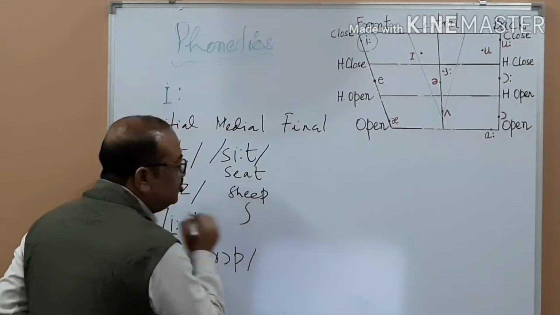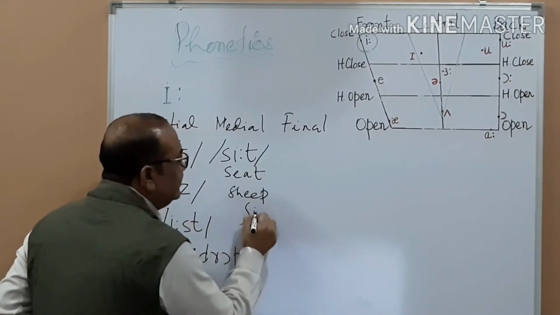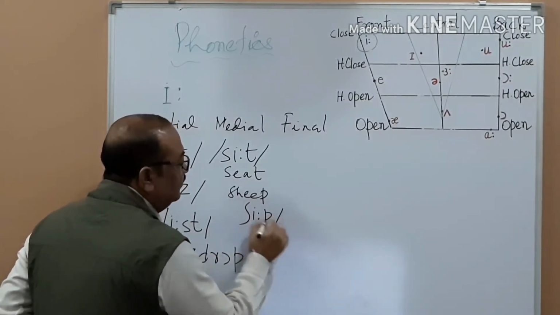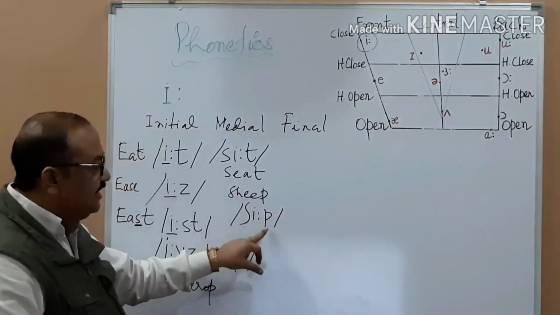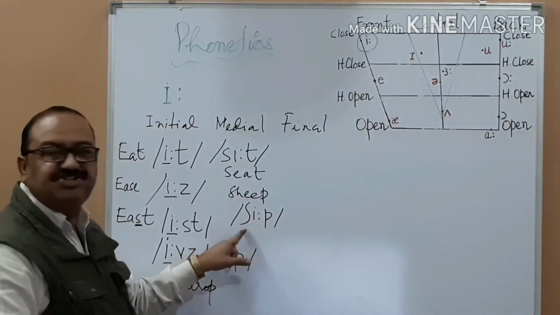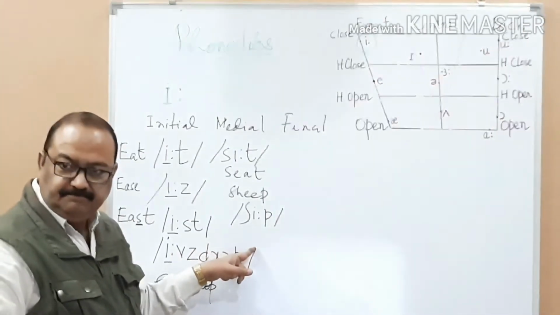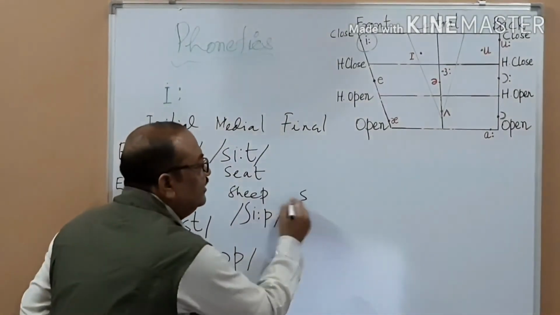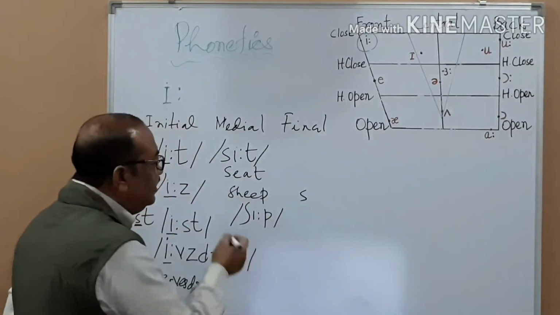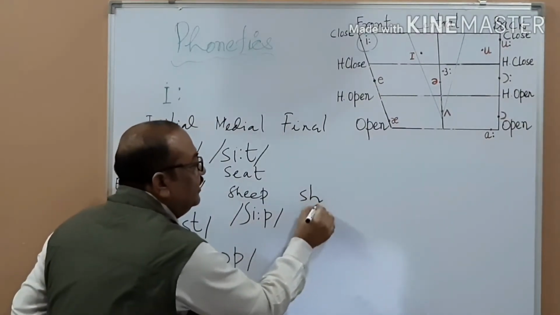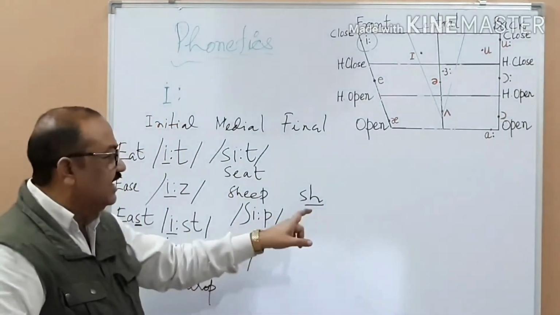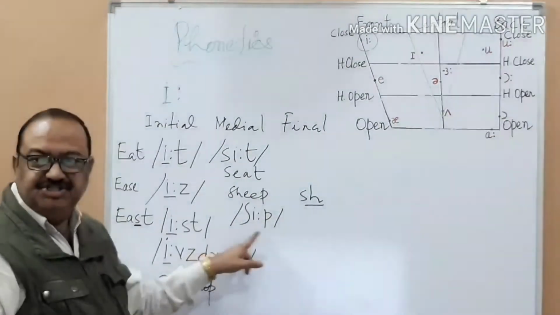Now this is sheep. How do you write? This is sha, and this is E and this is pa. Remember, we don't call it P, we call it pa. This sha is not there in the English alphabet. We have S, and if we want to make sha, then we combine it with H. This SH gives us this sound, sheep.